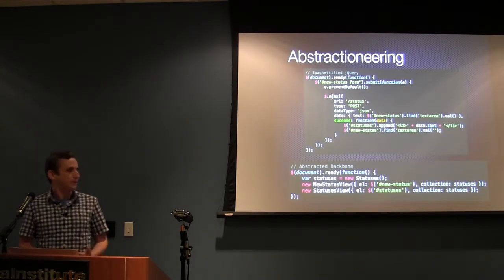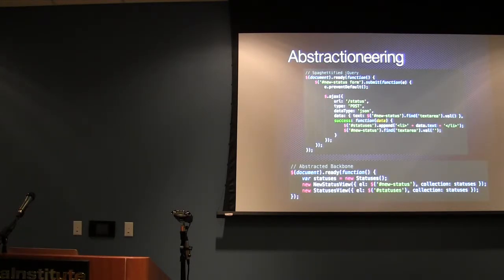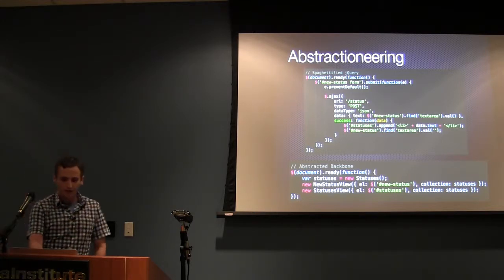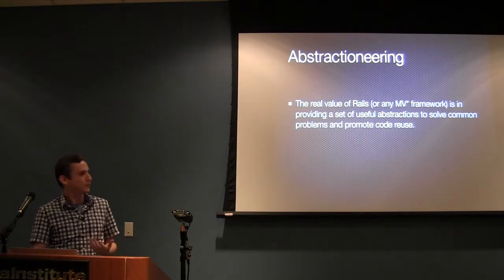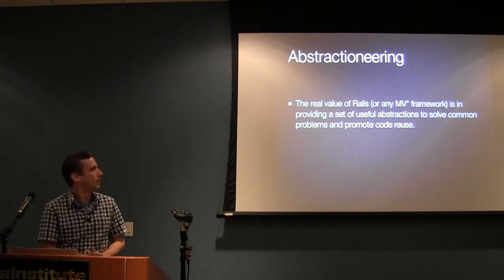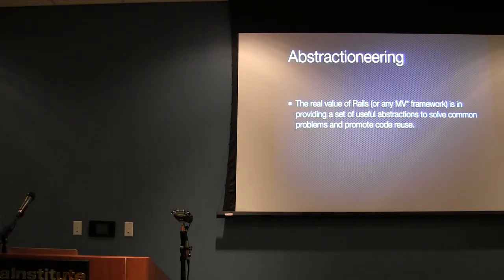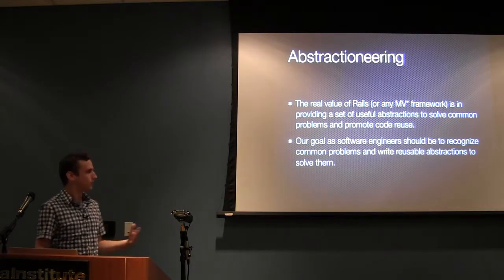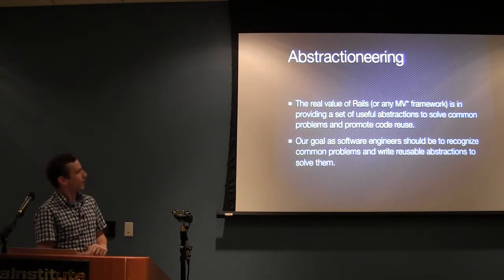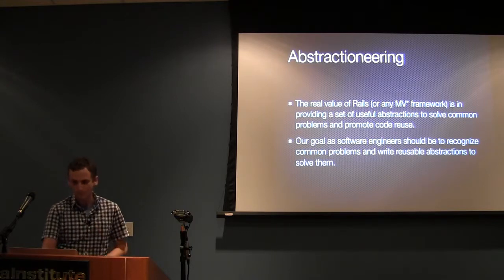And similarly, I think we're seeing this shift in the front end a lot, moving from spaghettified jQuery to Backbone with nicely encapsulated and abstracted objects. So this is kind of a common pattern. And really, I think that's the big value proposition of any sort of model-view-whatever framework, right? It's identified a common set of problems, come up with a set of abstractions for solving them, and provide them to you so that you don't have to think about them again, and so that you can reuse that code all over the place. I think our goal as software engineers should be to do the same thing: look for common patterns and structures and write the right abstractions to solve them.